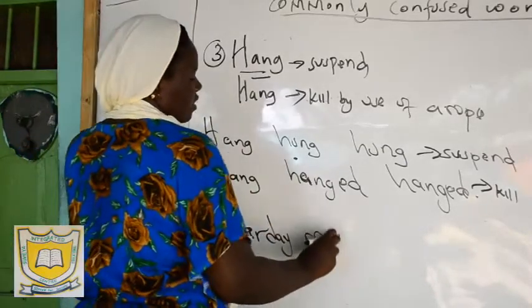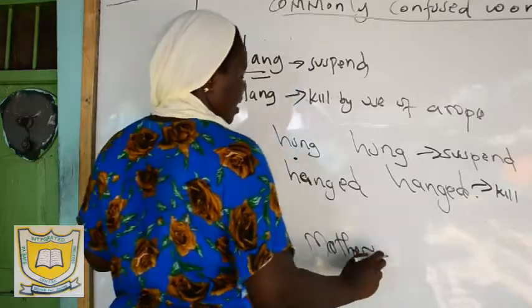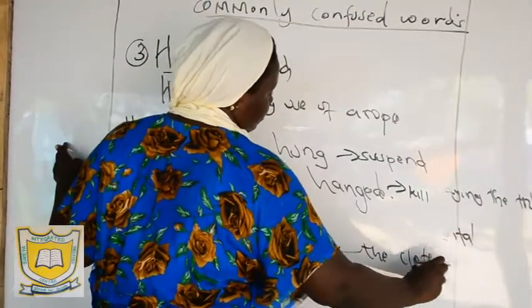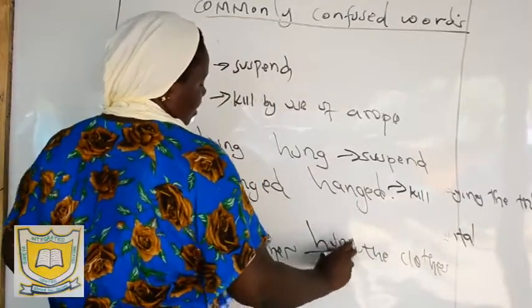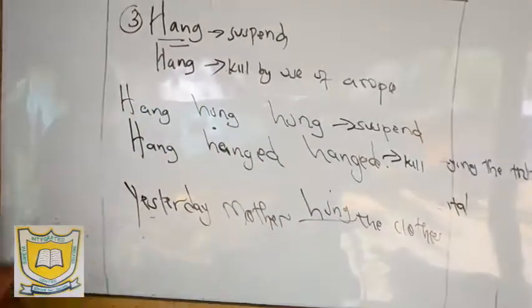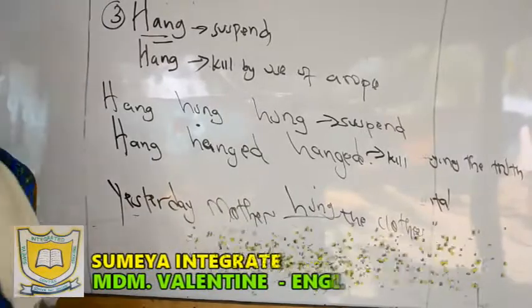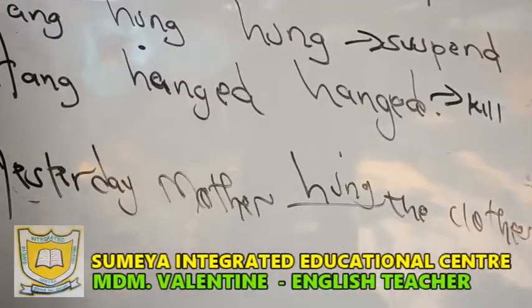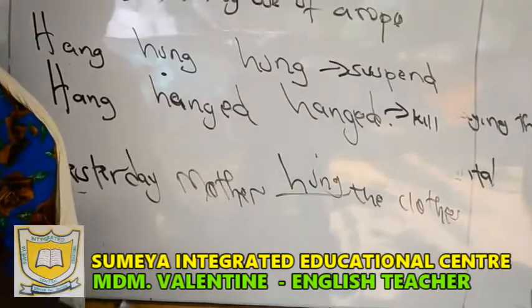So yesterday, example in a sentence, you say yesterday mother hung the cloth. Yesterday is always the past tense. Today is the present tense. So you say yesterday mother hung the clothes.